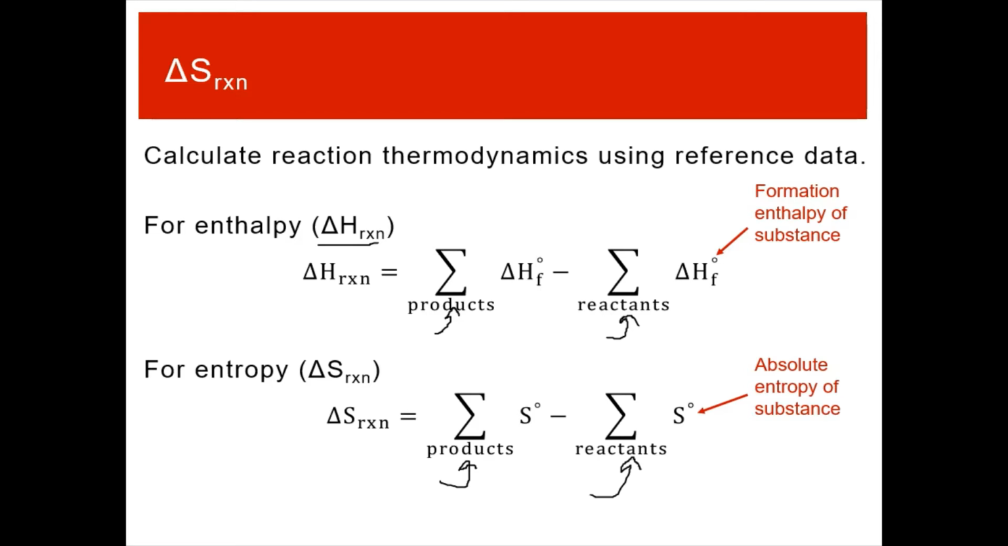You will note there is a slight difference between these, and that is that for our reference data for enthalpy, there are deltas because that's a change, whereas for the entropy values, these are absolute values. There's no delta in front of it. That is the entropy of that compound.